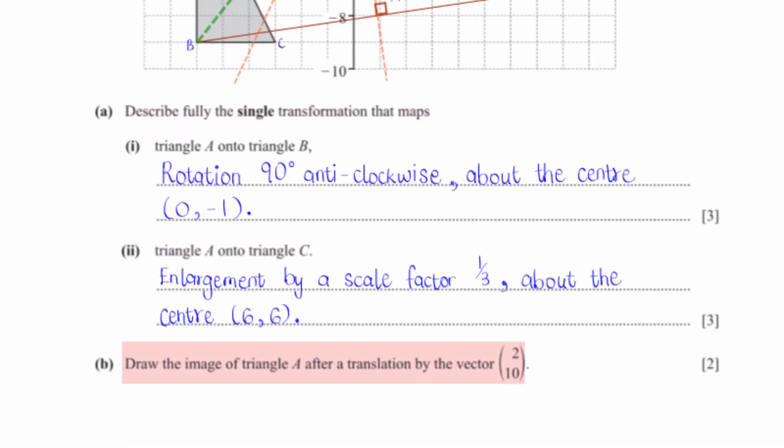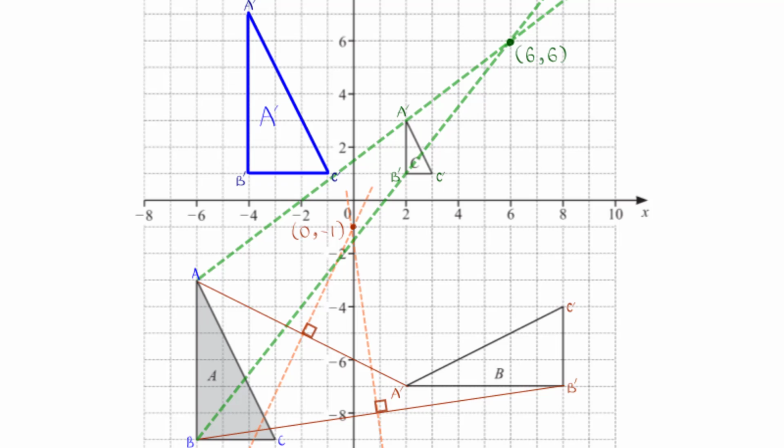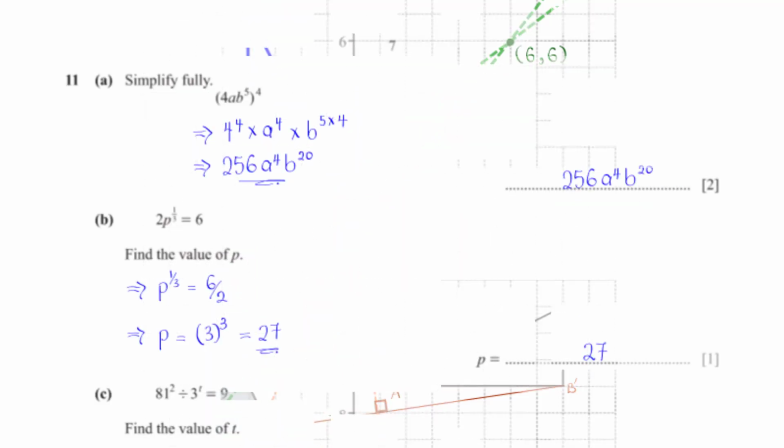Draw the image of triangle A after a translation by the vector (2, 10). And so to do this, we need to move each point on triangle A 2 units to the right and 10 units upwards. And when we do this, we can map out the new translated image of triangle A.